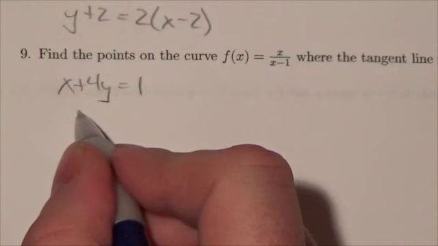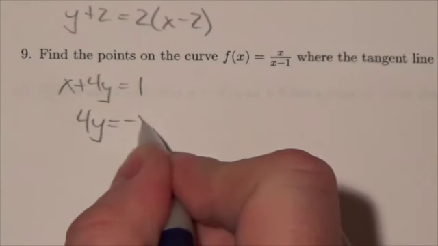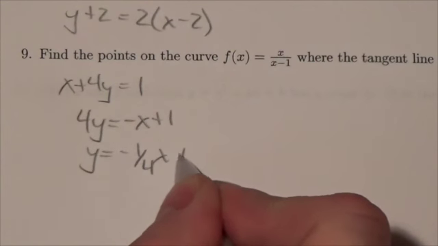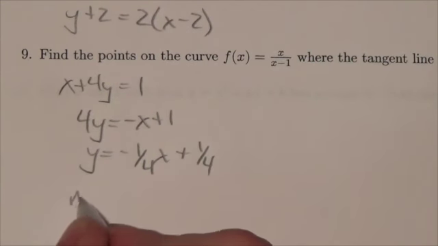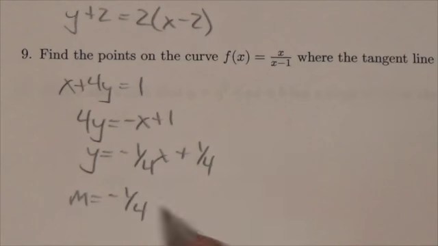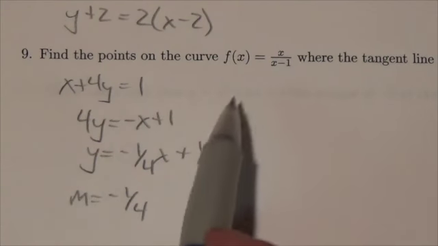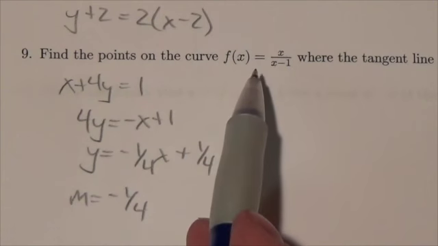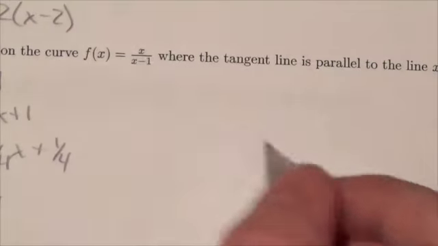So I'll bring the x over, so 4y is equal to negative x plus 1, and divide, and we get that the slope here is equal to negative 1/4. So what I'm looking for here are the points where the slope of the tangent to this curve is equal to negative 1/4. Okay, well, that means I have to take the derivative of this.